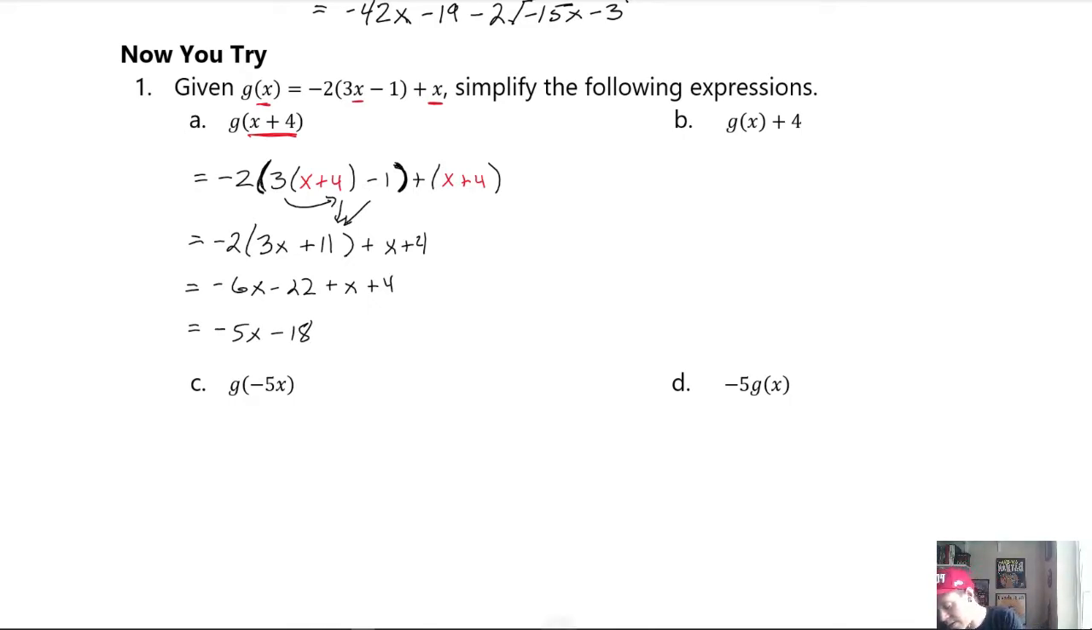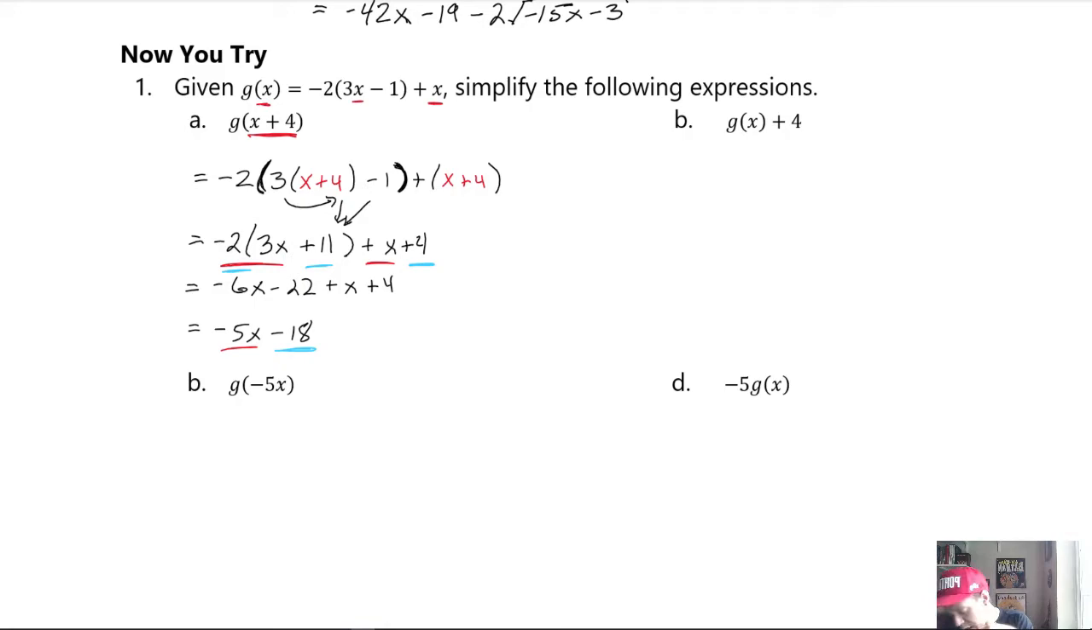So to do that challenge there, I would say, okay, well, this is negative 6x plus an x is negative 5x. And then I would think I've got negative 2 times 11 is negative 22 plus 4 is negative 18 if I wanted to try and skip that in between step. If you're trying to challenge yourself, there's no need to do that, but it's something that is possible if you want to give it a go.